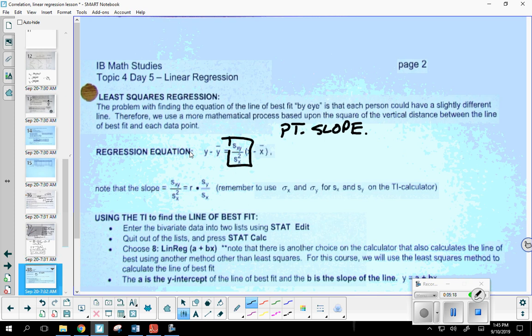Okay. Now, you could also do this. It says, note that the slope, what I just showed you before, is equal to r, your correlation coefficient, times the standard deviation of the y's divided by the standard deviation of the x's.